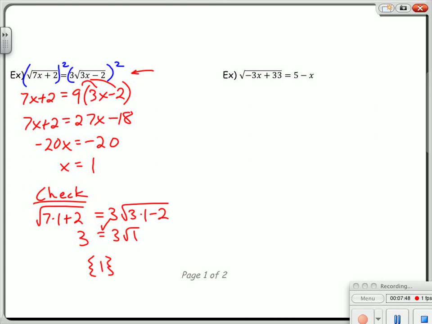With the fourth example, the radical is isolated. Step 1 is completed. On the right-hand side, we're going to square a binomial, so we'll have to be careful. Our index is 2, so we'll raise both sides to the second power. On the left, we simply get the radicand, negative 3x plus 33.